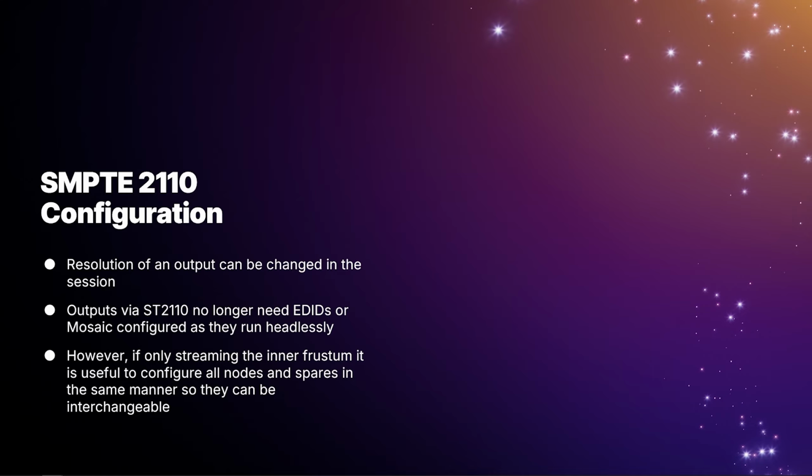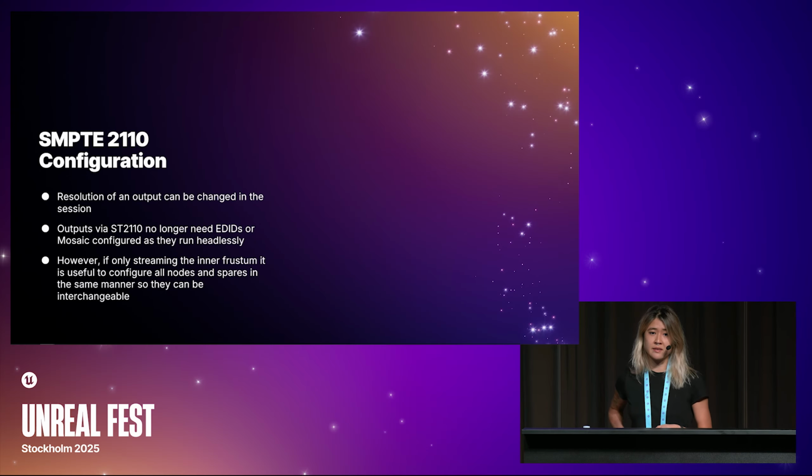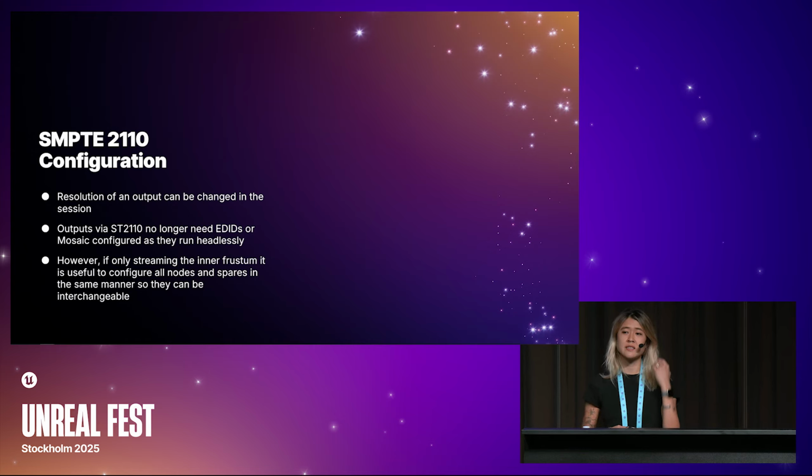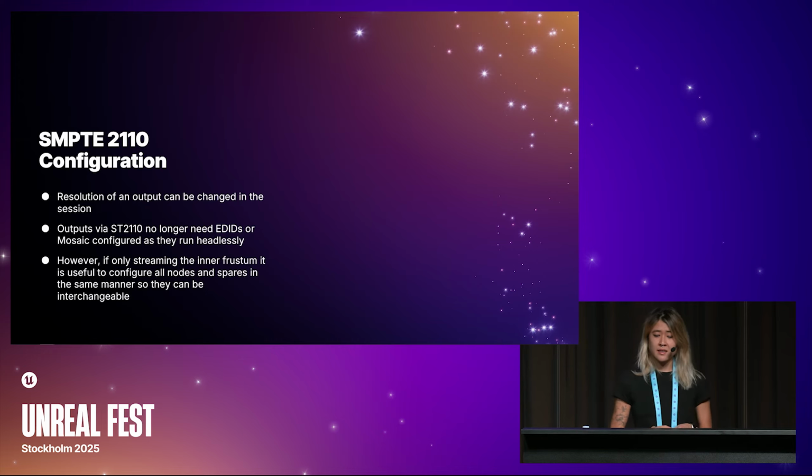Another cool thing is that you can change the resolution of an output in the session because it's defined in the SDP. When you do that, it might stutter, but then it'll update and then start sending the stream, and all the nodes will read the SDP and look for that resolution instead. Media textures and media output sources adapt to the resolution automatically.